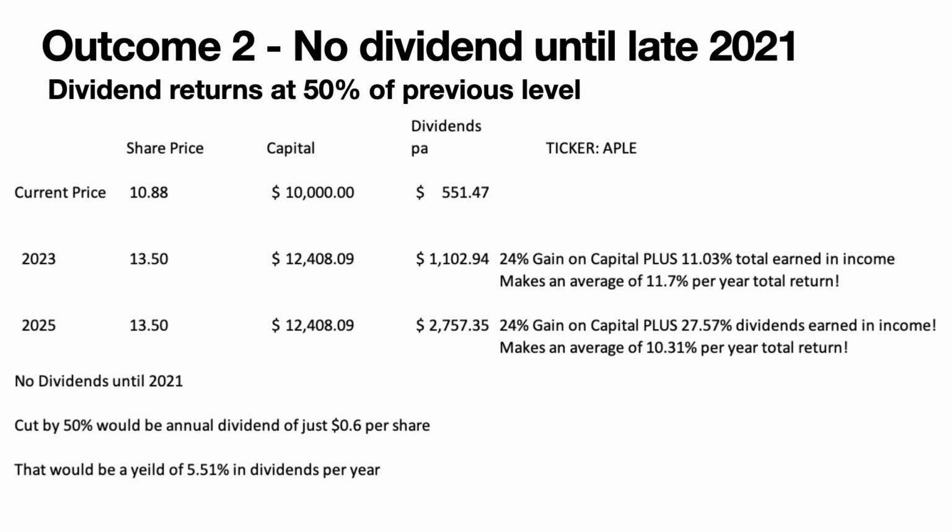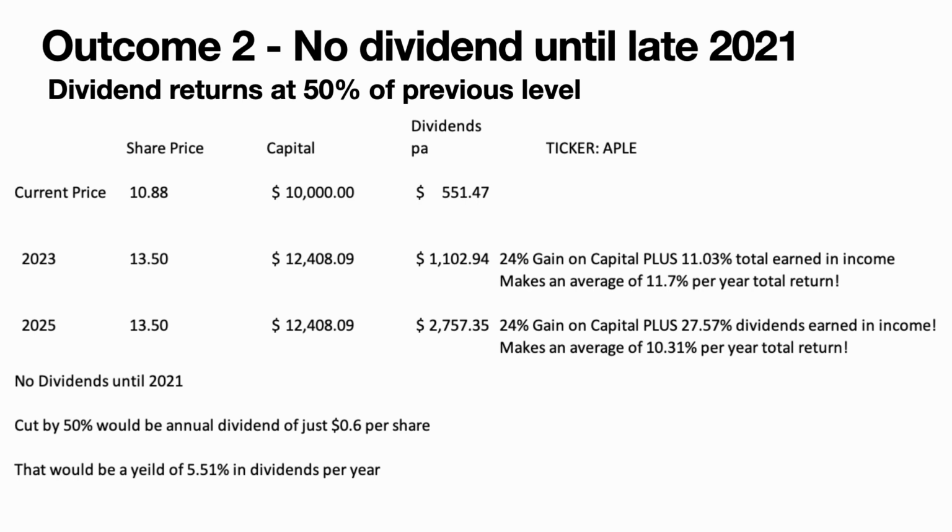Let's now look at a slightly more optimistic view. So if the dividends return again in late 2021 and return at 50% of the previous level, this time you're going to make more on the dividends. So the capital gain remains the same. By 2023, assuming it goes back to that $13.50 per share, you'll have made a 24% gain on capital, plus 11.03% would have been made on the income of the dividends.